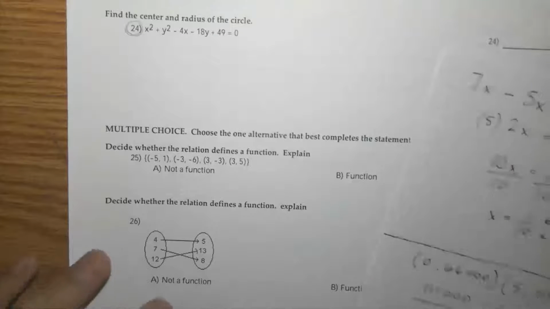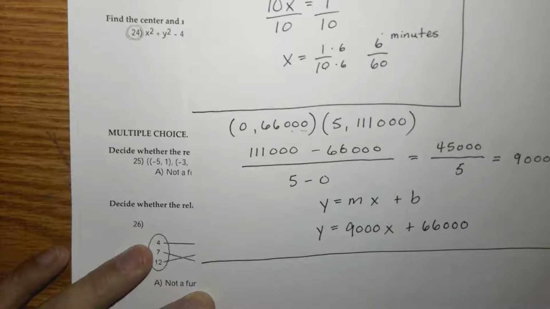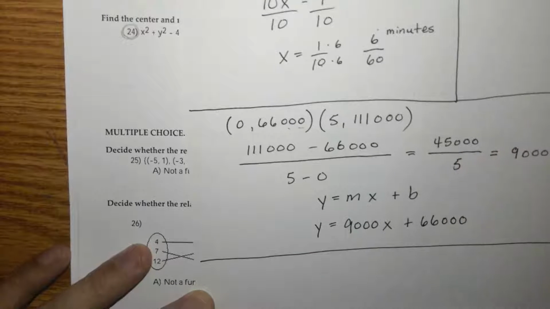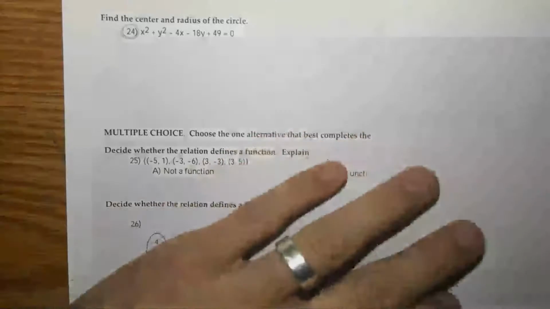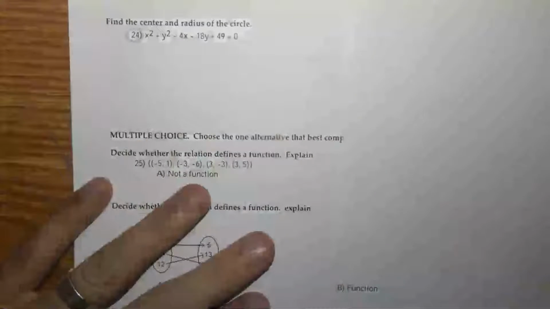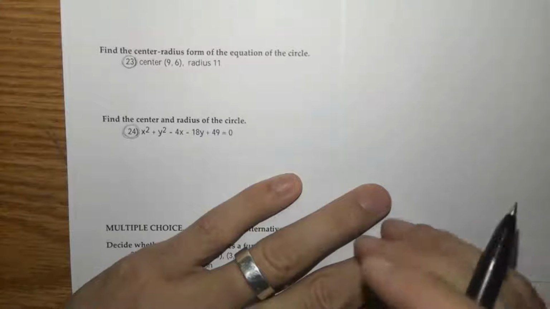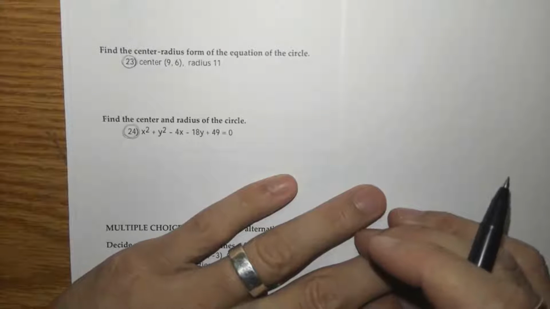All right. The center radius form of a circle. Okay. Find the center radius form of an equation of the circle.